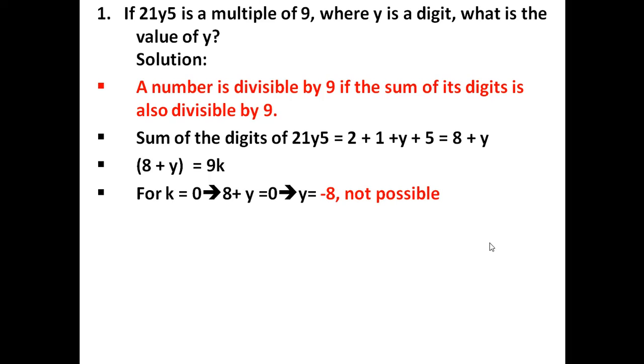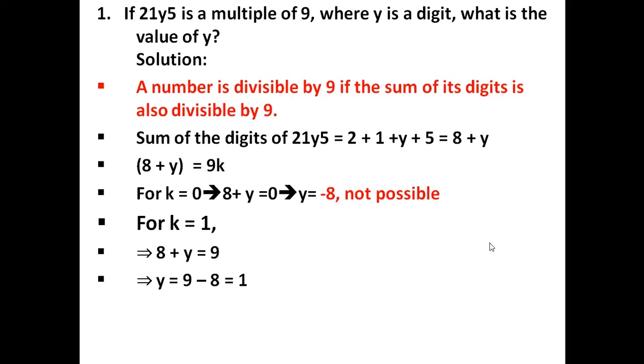If we put k equal to 0, 9 into 0 is 0, so 8 plus y is equal to 0. To find the value of y, you take 8 to the other side of the equal sign, so y is equal to minus 8. Can a digit be negative in the middle of a number? It is not possible. y is a digit, so it can't be a negative number, so this is not possible.